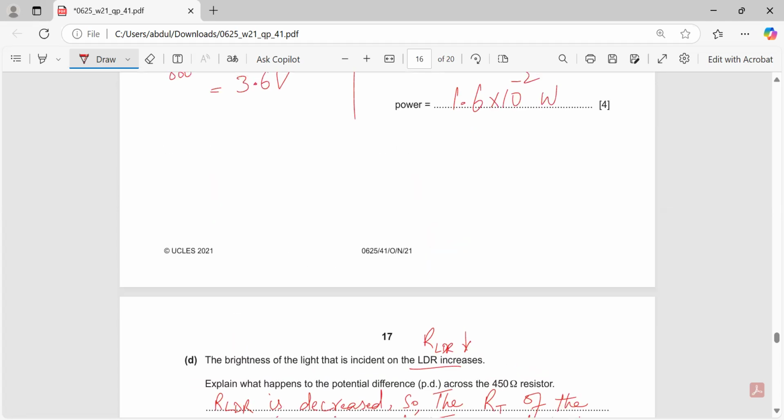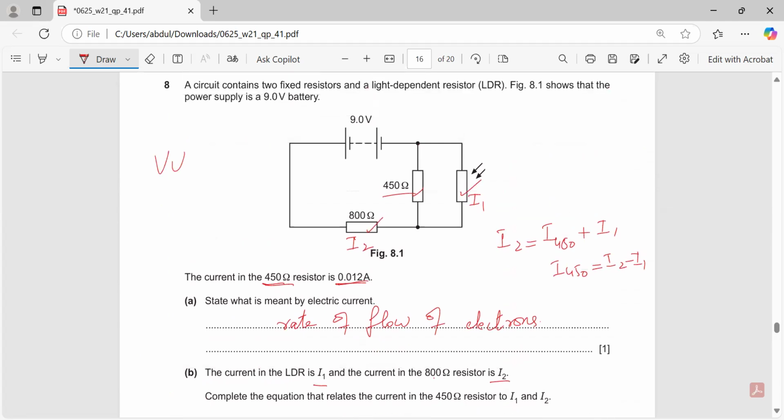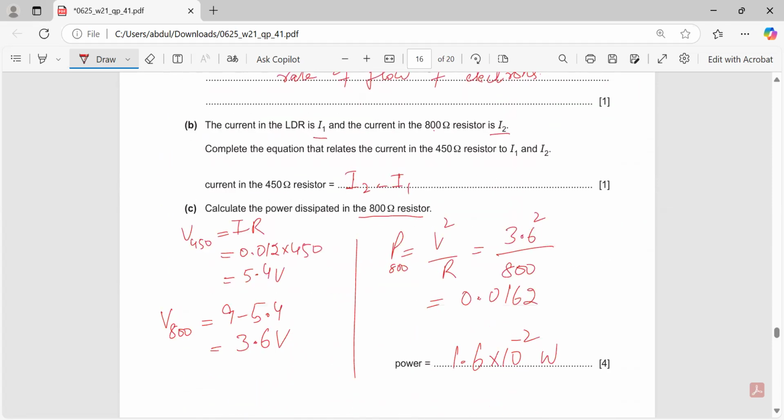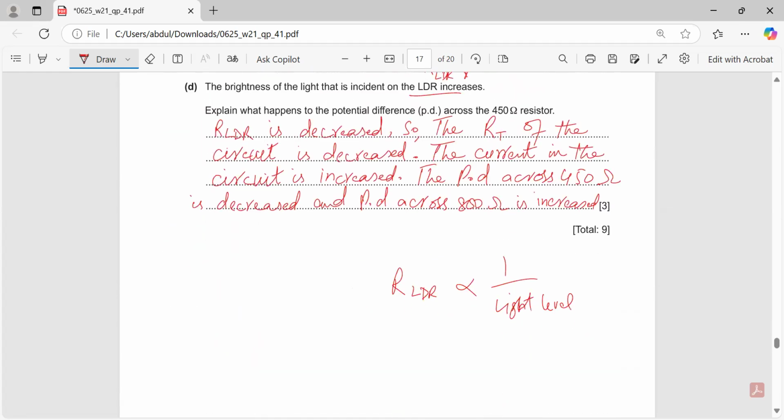So we know also that in series circuit, voltage is directly proportional to resistance. So if the resistance is decreased, potential difference across 450 will be decreased, but across 800 it will be increased to keep the total voltage the same, constant.